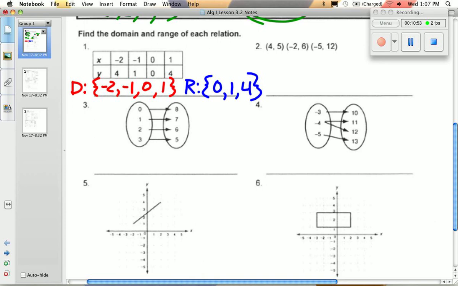Okay, why don't you go ahead and try and do it from the ordered pair notation then. We have how many ordered pairs in number 2? 3. Okay, go ahead and write your domain and range for that relation. Try it on your own. What's the domain? What's the range?